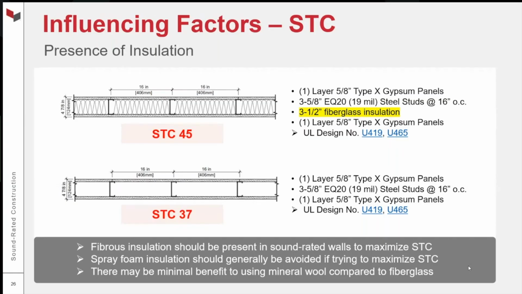Also, spray foam insulations are more often than not not allowed in fire resistance rated designs. So really, you have to consult the published design if you are building a fire rated wall and you want to use alternate insulations. And lastly, there may be minimal benefit to using mineral wool over fiberglass.